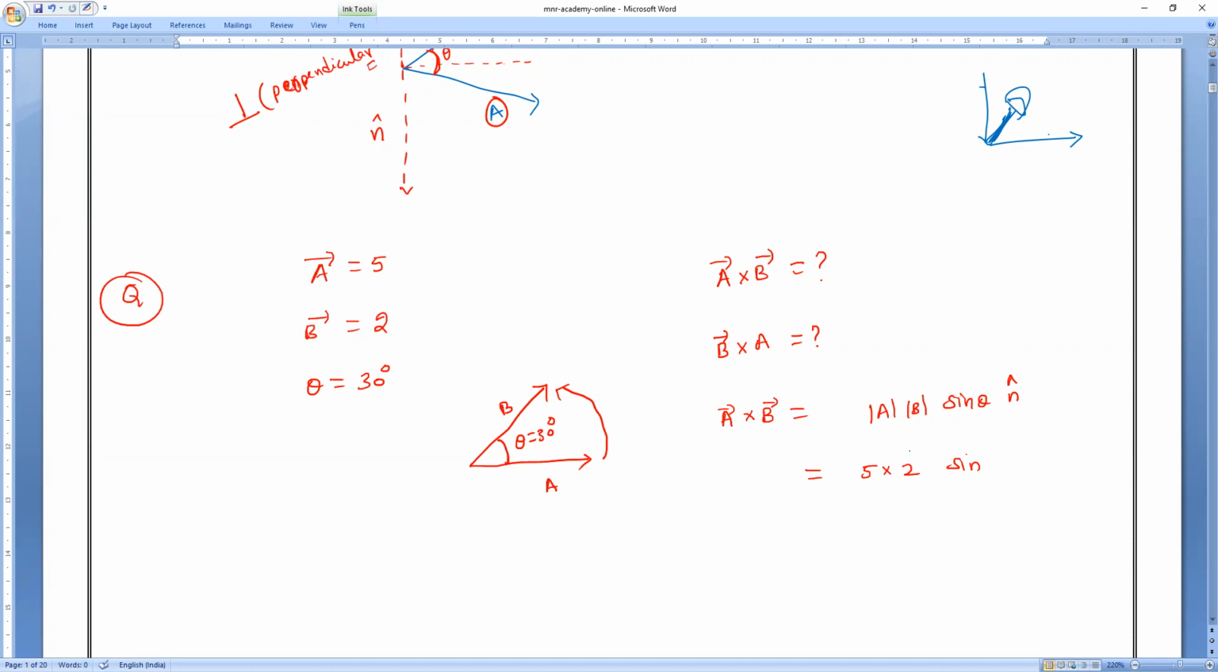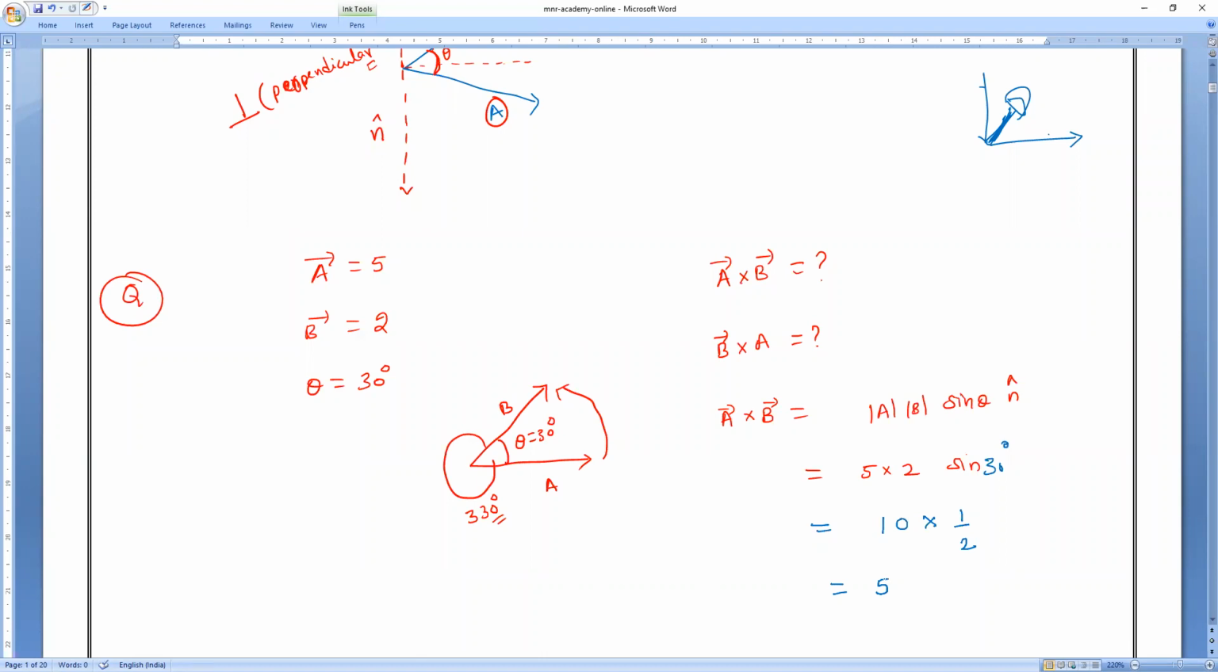Now, for sine, do we have to take the smaller angle or the bigger angle? This is the bigger angle, which we know is 330 degrees, but always we have to take the smaller angle. So sine 30. This equals 5 twos are 10 into sine 30, whose value is 1 by 2. So what is the answer? 5.